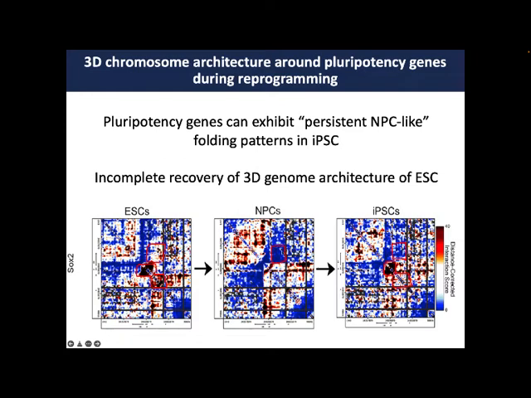So some NPC-specific folding patterns are still maintained in iPSC after the reprogramming. That represents the incomplete recovery of the 3D genome architecture of ESC after reprogramming. So we can say this type of reprogramming is not perfect. Some of the NPC-like epigenetic patterns or chromosome folding patterns still persist after the reprogramming.